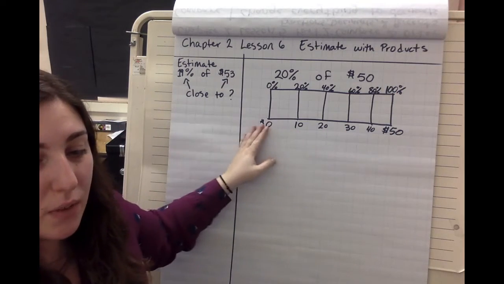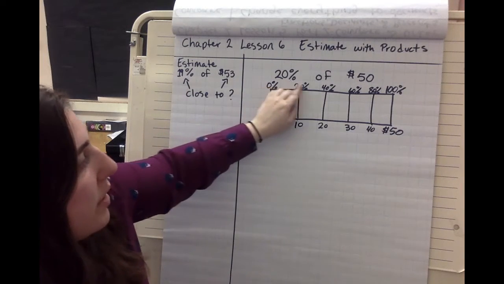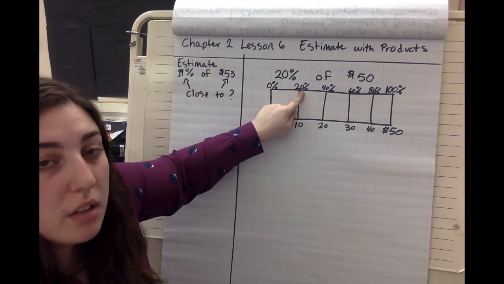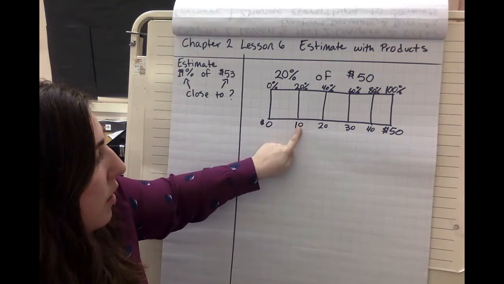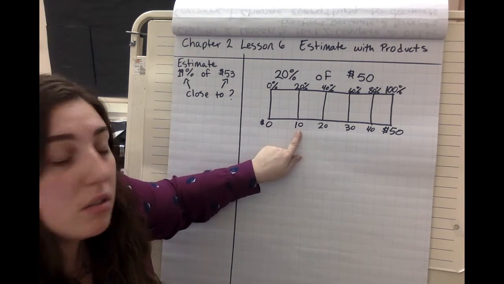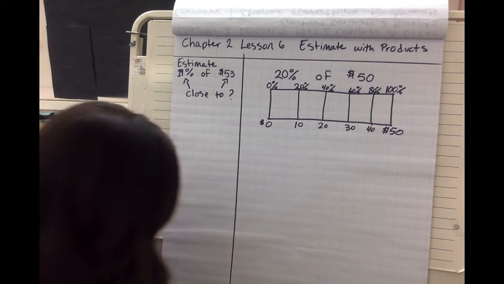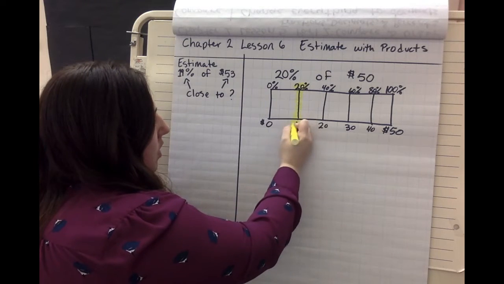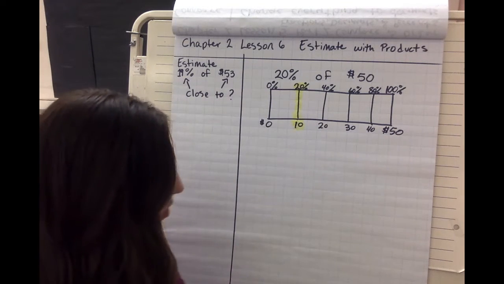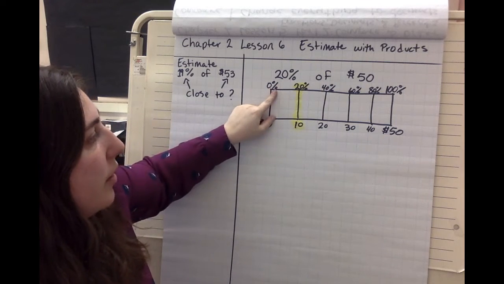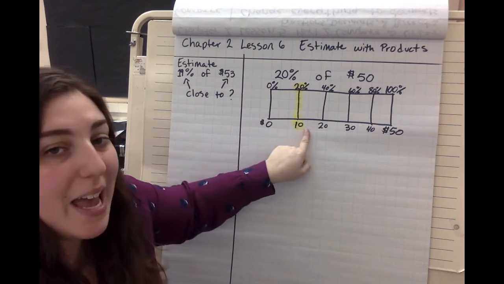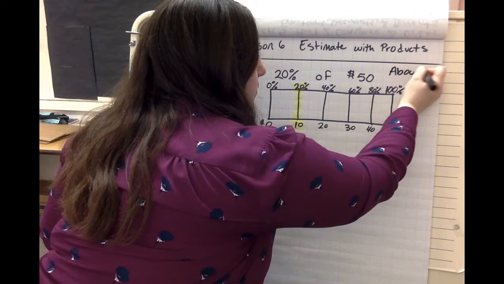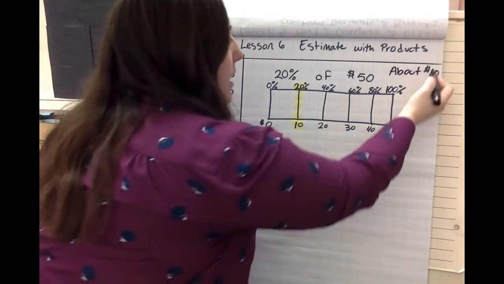Okay, so now I have everything filled out. Now I can just look at what 20% of $50 is. I'm going to look to see where 20% is, and it's right here. Since 20% is here, I'm going to drop down and see what dollar amount is there. It looks like $10 is right there. So my answer: 20% of $50 is $10. So about $10. And that's my answer.